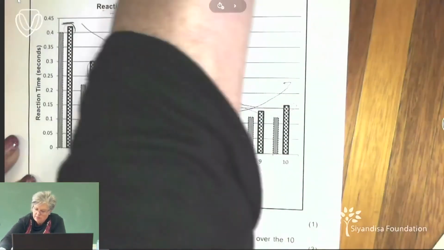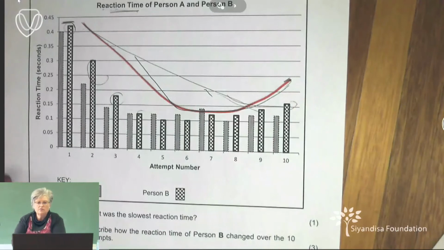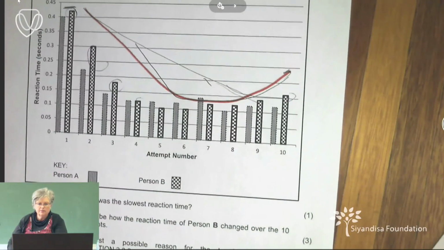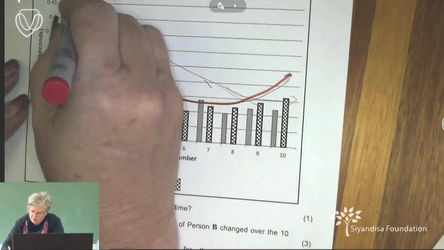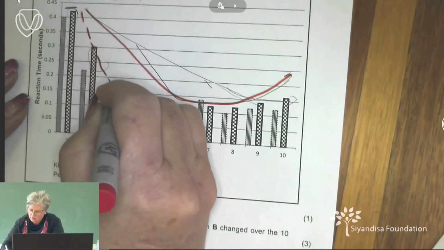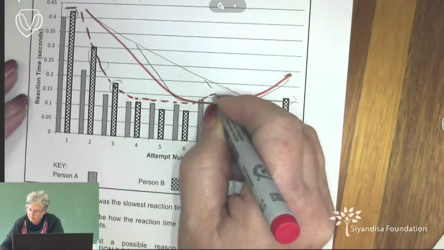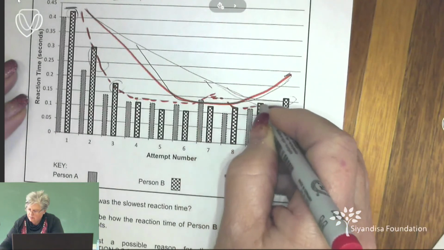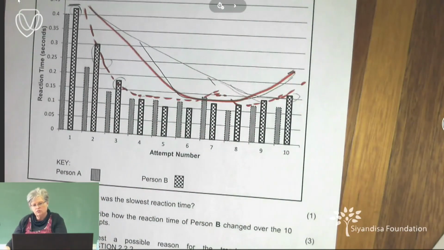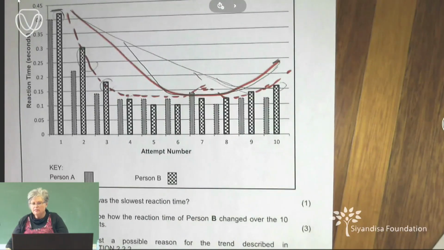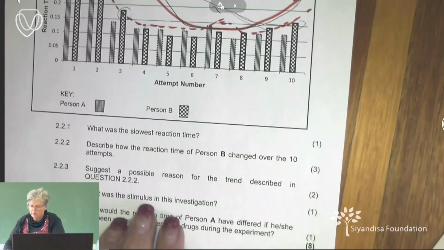So this will be the graph for person B. While this will be the graph for person A. It has gone quicker, but it has gone up and then there. So that will be the two trends of the graph. Describing trends in a graph, more difficult questions, this is what you can expect.